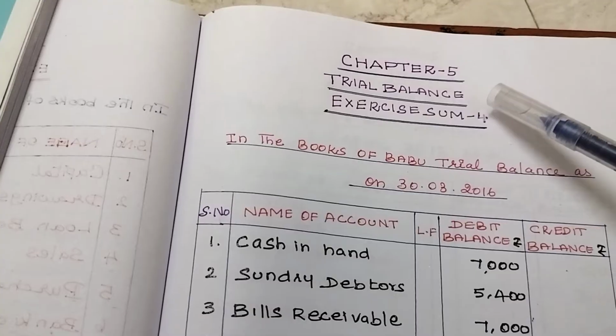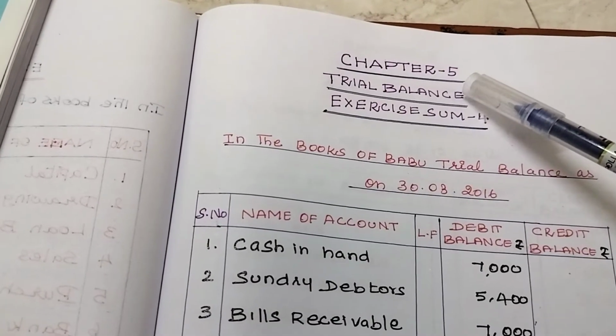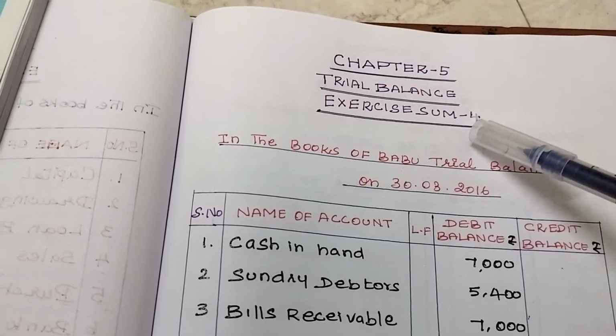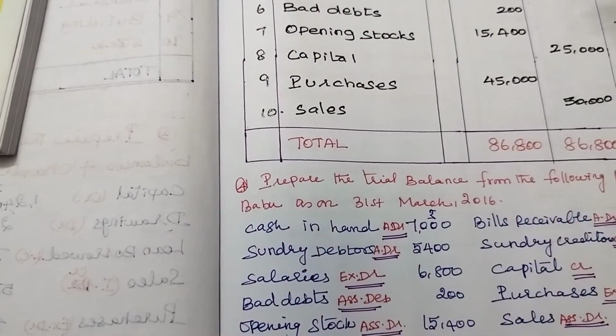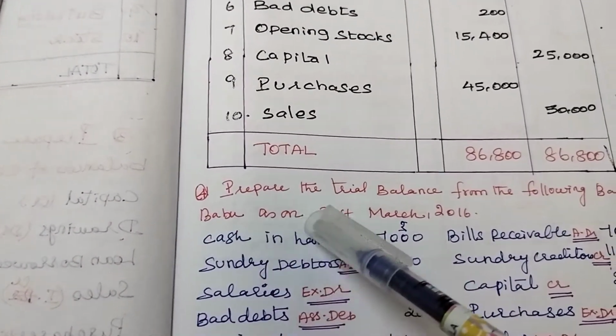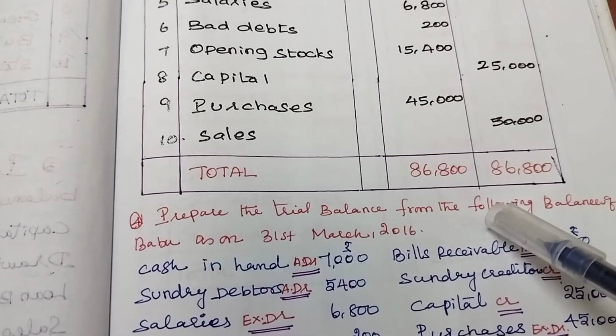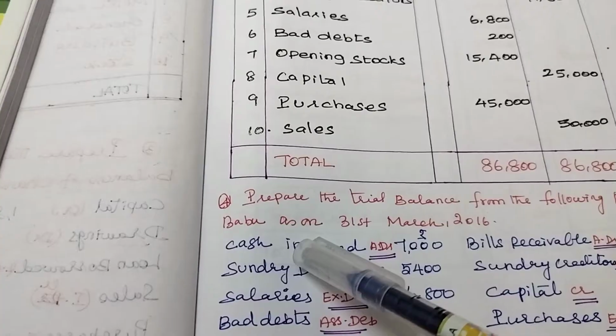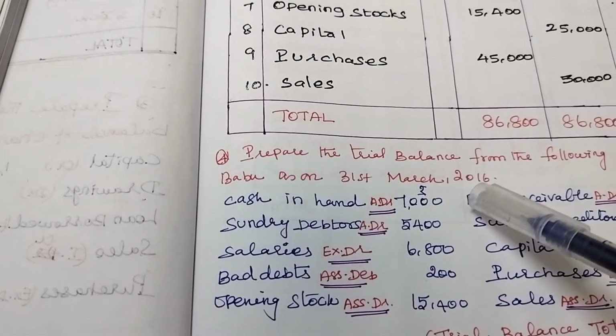In this video, we are going to learn about 11th Standard Accountancy Chapter 5 Trial Balance, Exercise Sum number 4. Prepare the trial balance from the following balances of Babu as on 31st March 2016.